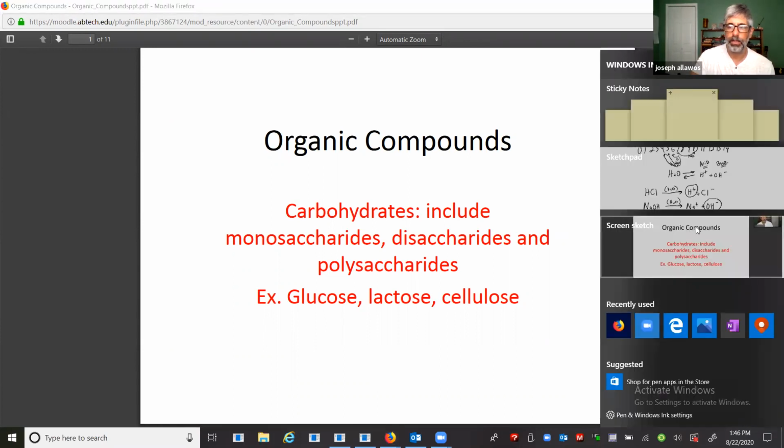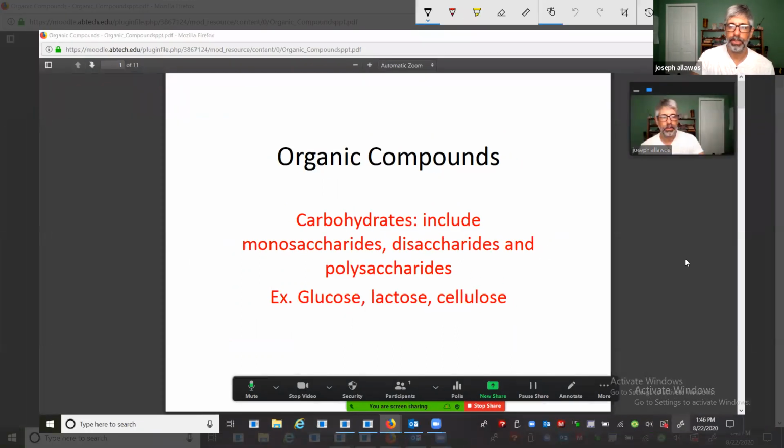Let's remind ourselves again what a compound is. By definition, a compound is simply a molecule made up of two or more elements. And organic compounds are carbon-based. Carbon is the building block of living things. And what we're going to see is that all of these different kinds of organic compounds that we're going to talk about in just a second are carbon-based compounds, okay?